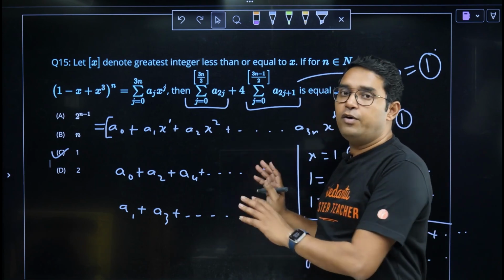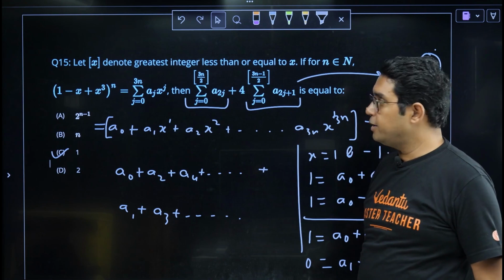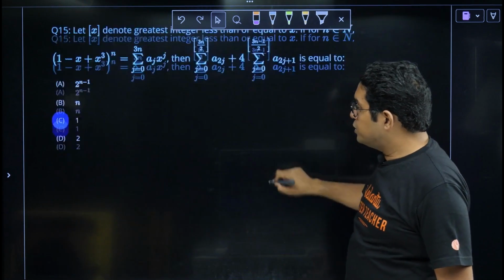But if this kind of ideas are not coming, then you have no option but to go with substitution methods only. Okay. Moving to the next question, that is 16.